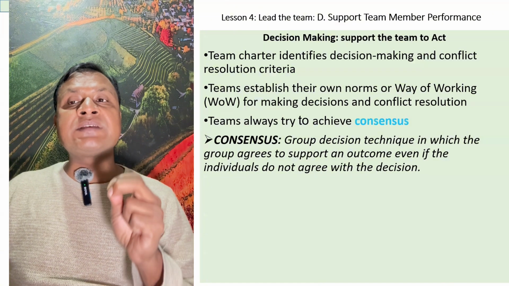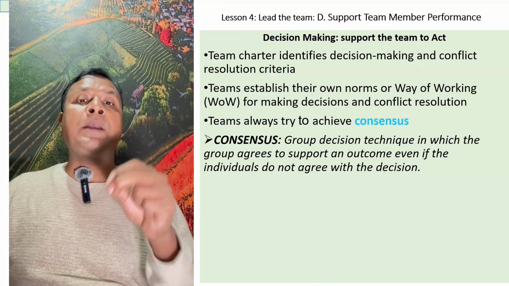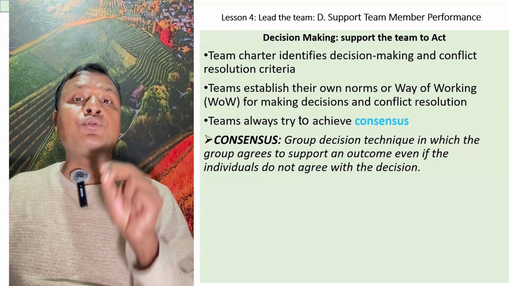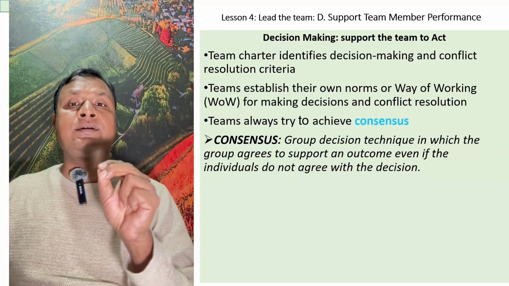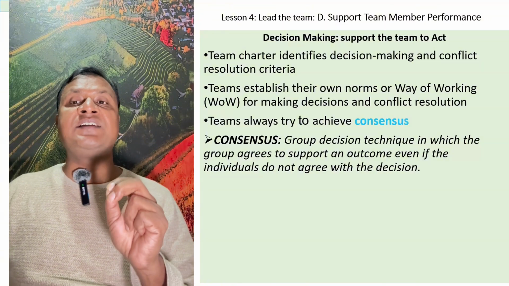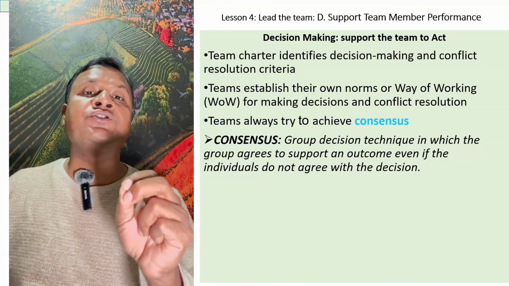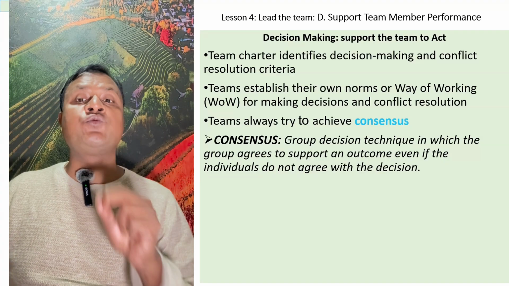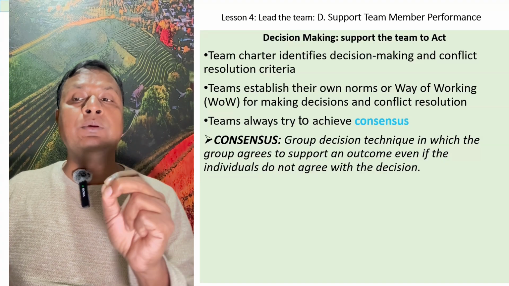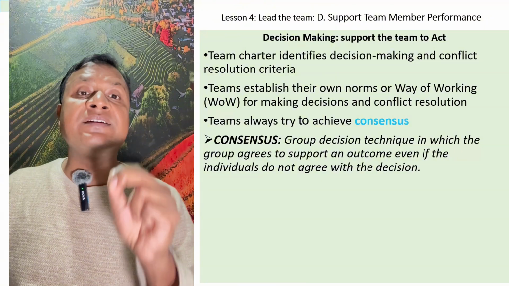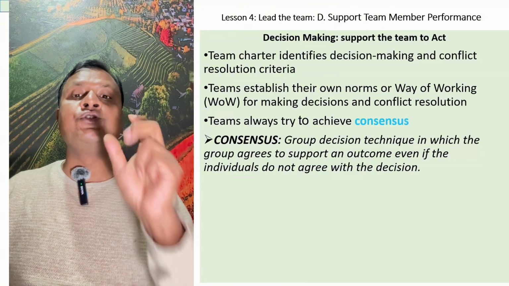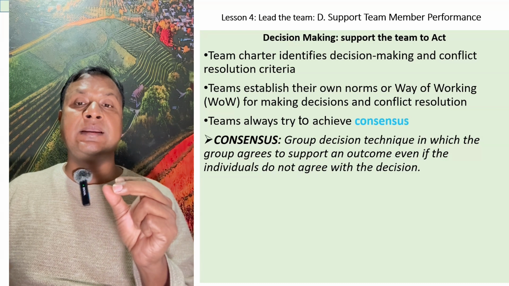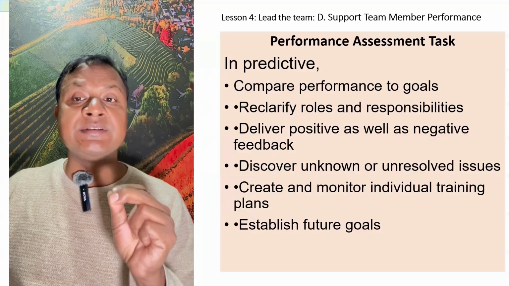So decision making supports the team to act. So we have to involve the team members in decision making, and we have to support them to act. So the team charter identifies decision making and conflict resolution criteria, and the team establishes their own norms or ways of working, WOW, ways of working for making decisions and conflict resolution. And the team always tries to achieve consensus, and we have discussed what consensus is.